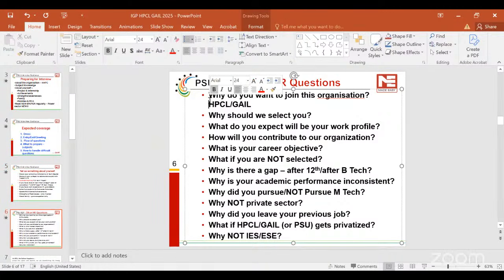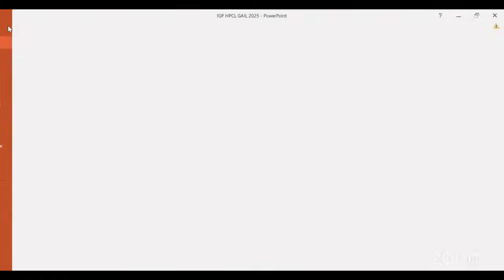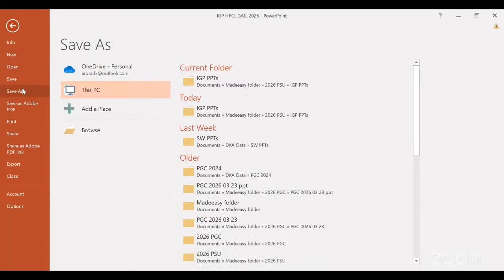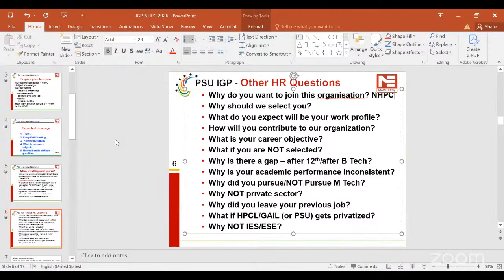Some of the other questions can be: why do you want to join this organization? The reason why you want to join this organization clearly is not because it's a high paying organization. No, that should not be the reason for you. The reason should be that you are getting a job which is related to your core discipline. That's the reason why you want to join NHPC.